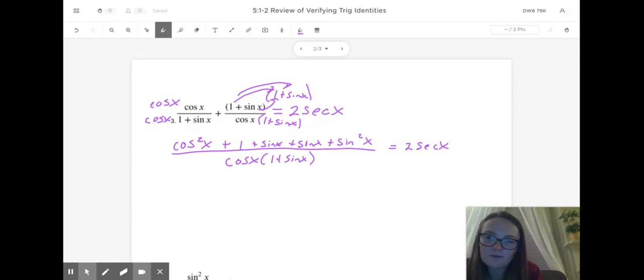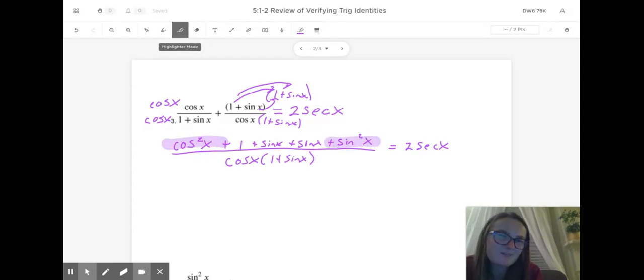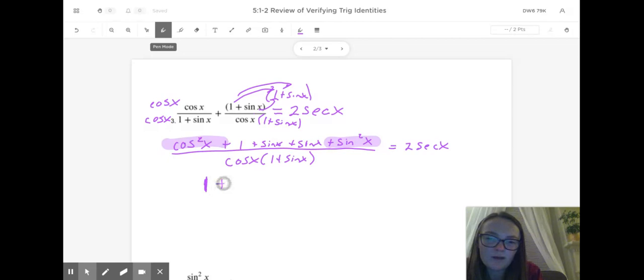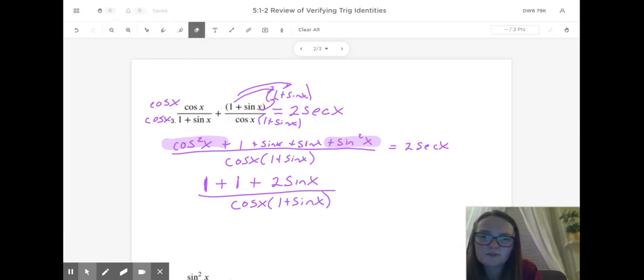All right, well, let's see what I can combine. Let me get my highlighter out for a minute. Cosine squared x plus sine squared x, hopefully we would know that's a Pythagorean identity. That equals 1. So that's 1, and then I'm going to go ahead and continue to copy. So 1 plus sine x plus sine x is 2 sine x, all over cosine of x times 1 plus sine x. Just for room's sake, I want to make sure I'm saving room here. 1 plus 1 is 2.